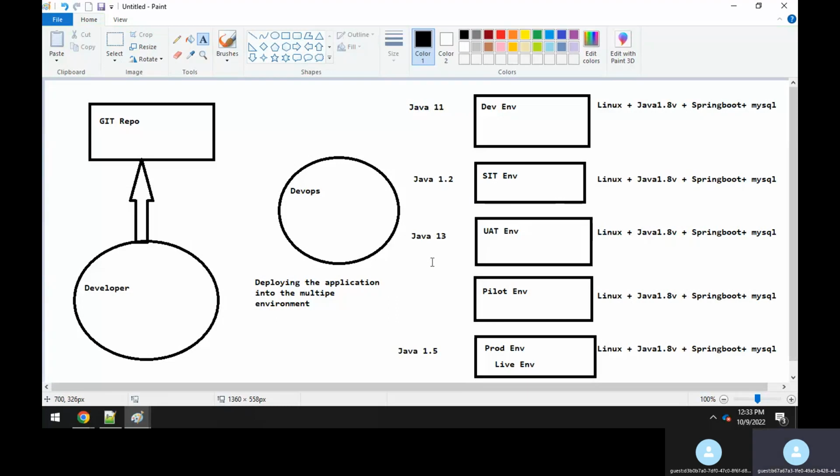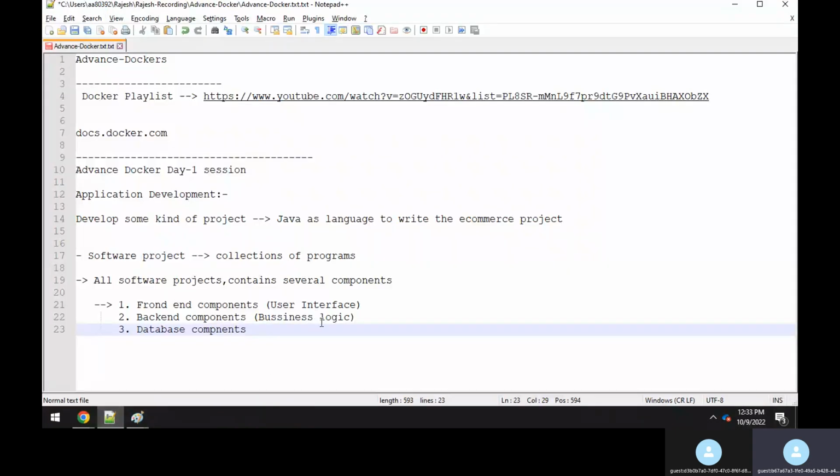So that's the reason what happened. This is the main reason why we are getting into Docker, or into containerization. Now let me write a note on whatever I have explained.